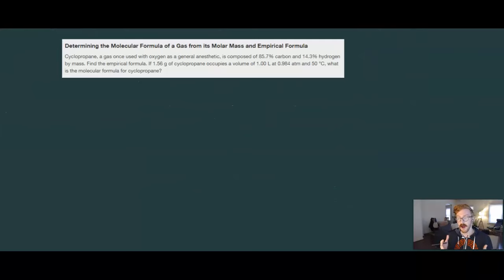So now that we have the ability to use molar mass and density in conjunction with the ideal gas law, we can start to solve some problems that are really interesting, right? It's actually quite powerful to have these relationships. So here's a practice problem.